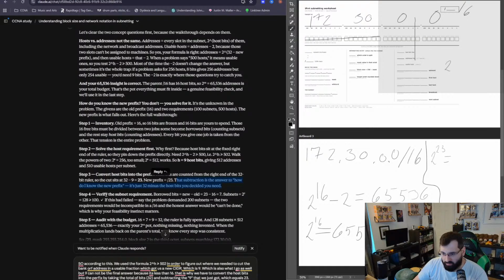Step 4, verify the subnet requirements. Borrowed bits equal new minus old, which means 23, which is new, minus the old, which is 16, which gives us 7. So we cut this 16 into 7 equal parts.